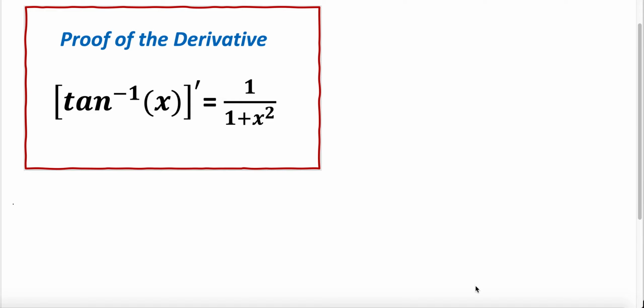The derivative of the inverse tangent of x is going to be equal to 1 over 1 plus x squared. So let's prove it. Proof. Let y be equal to the inverse tangent of x.